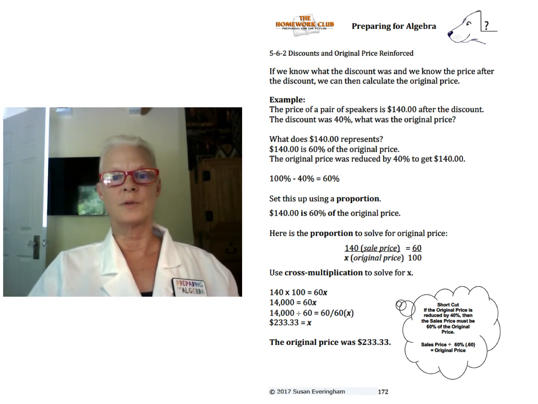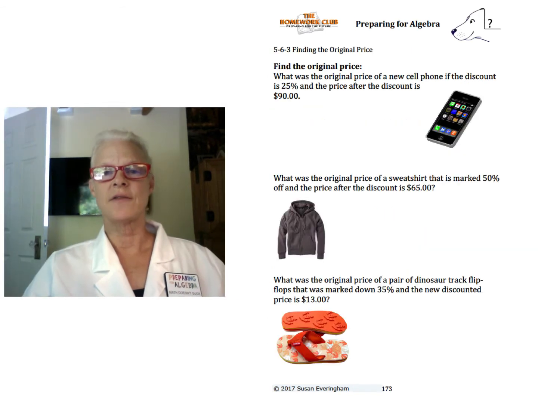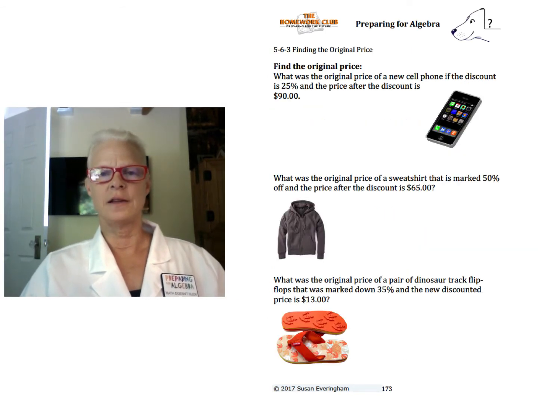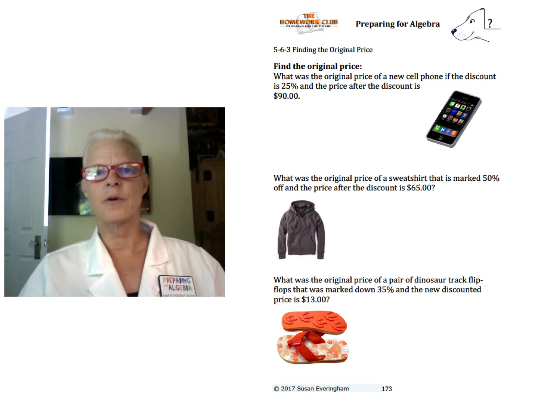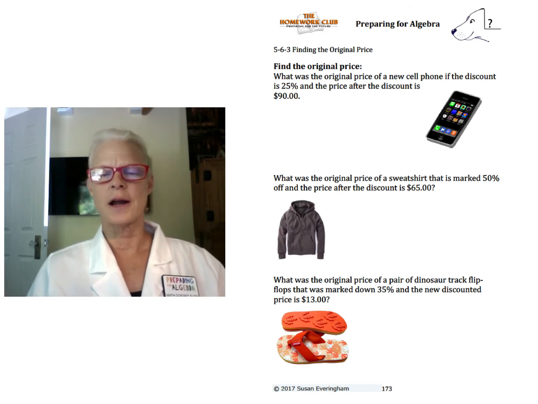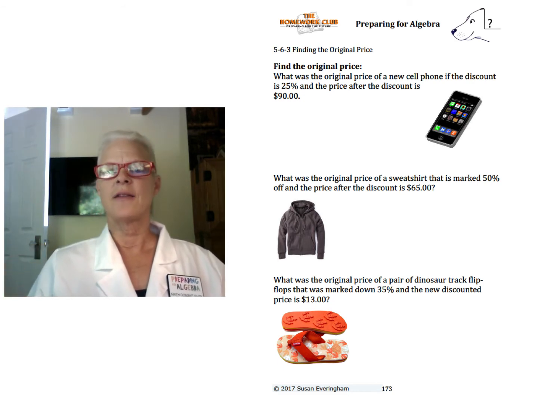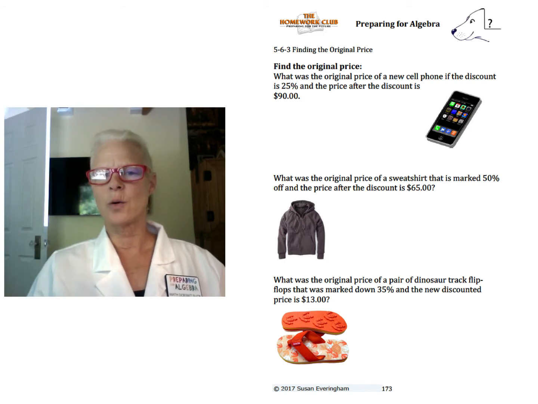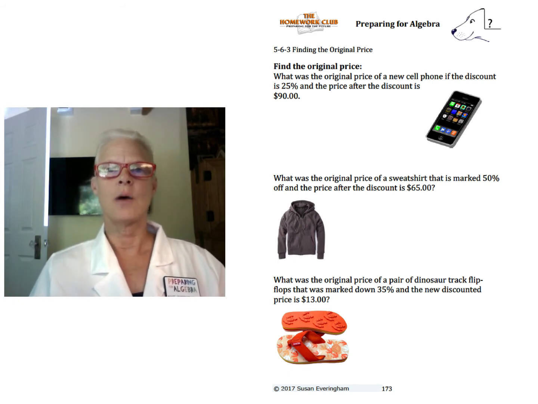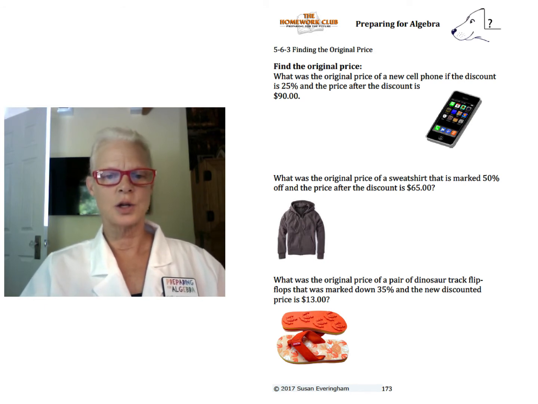We'll have more problems on page 173. We're going to have some more problems on finding the original price, and here are our 3 problems. If something is 25% reduced, that discounted price of 90 equals 75% of the original price. So we can say 90 equals 0.75 X, with X the original price. Divide both sides by 0.75, and that will give you your original price. Go ahead and try to do the next 2.